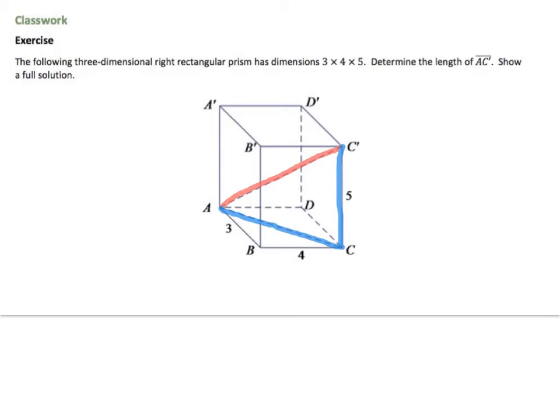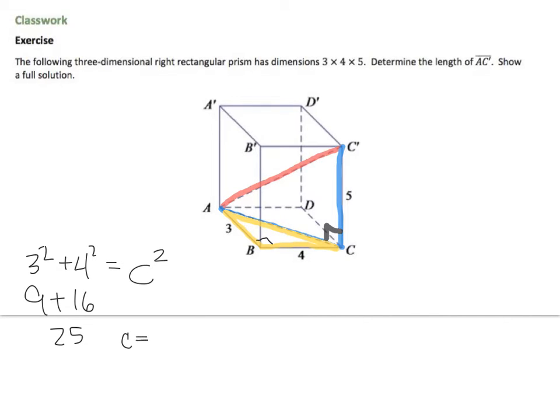So if we want the length of AC prime, we need to figure out the length of AC and use the Pythagorean Theorem because we have a right angle right here. Since this is a cube, I need another color. If I figure out the length of AC, not AC prime, right here, then I can use that to figure out the length of AC prime. So here we have a right angle. 3 squared plus 4 squared equals c squared. 9 plus 16 is 25. So c equals 5.